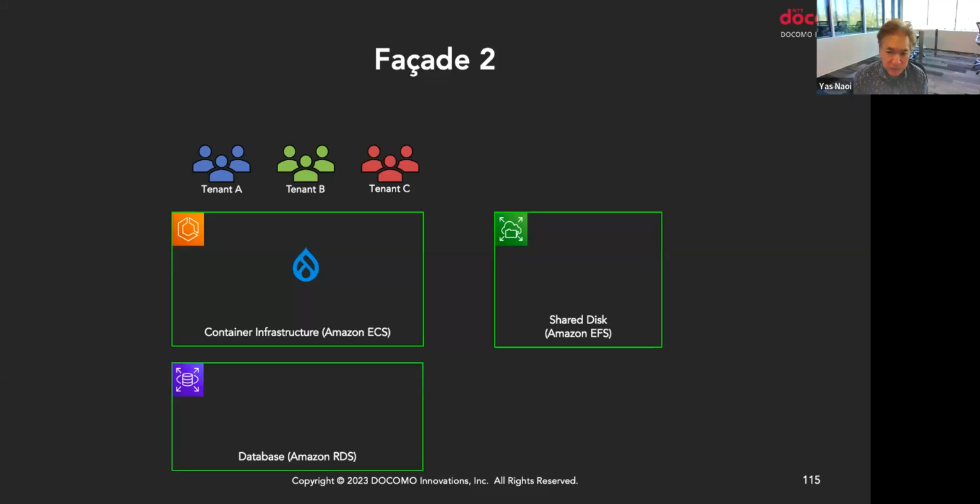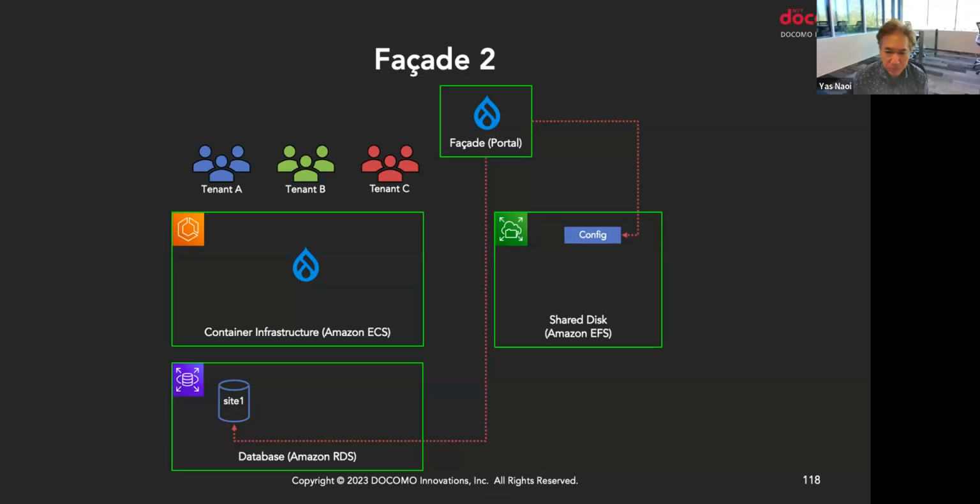For the backend database, we use Amazon RDS. So we will upgrade the Façade module in the next couple of months. I'll explain how it works. Tenant A accesses the Façade portal for the onboarding process for Cloud Accelerator as a docomo MEC portal. The Façade portal will create a database instance in Amazon RDS and also create the /sites directory on Amazon EFS for tenant A.